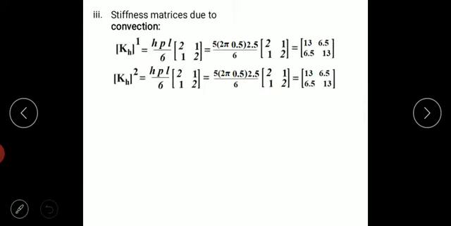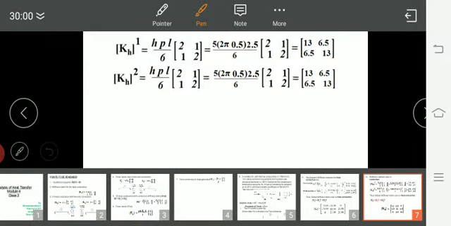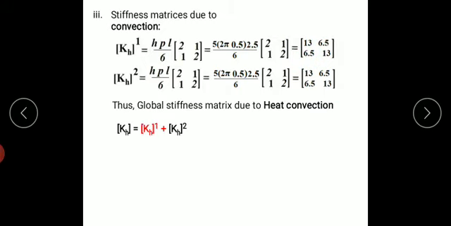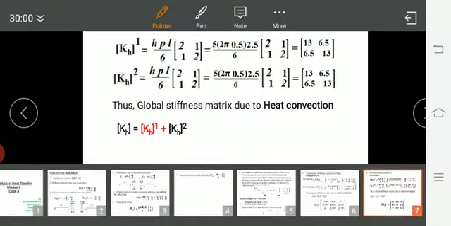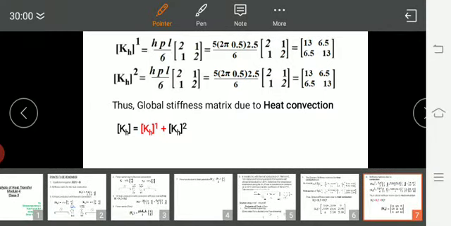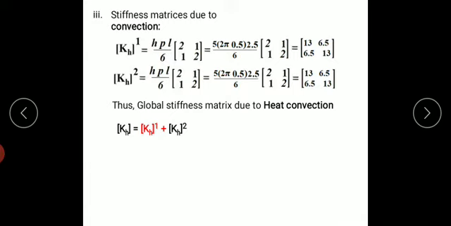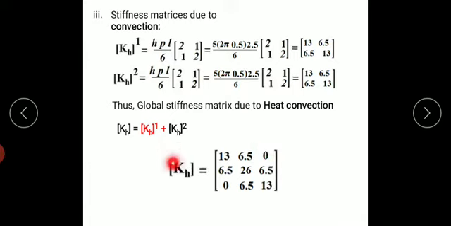So now peripheral convection is what? K equals hPL by 6 times [2 1; 1 2], because this is a perimeter. P is the perimeter, h is the heat transfer coefficient, L is the length of the member, and if I substitute these values I'll get this matrix. Here also same thing, because the single fin I have divided into two parts, so I'll get two matrices which are the same. Next, global stiffness matrix for the heat convection, the perimeter heat convection.